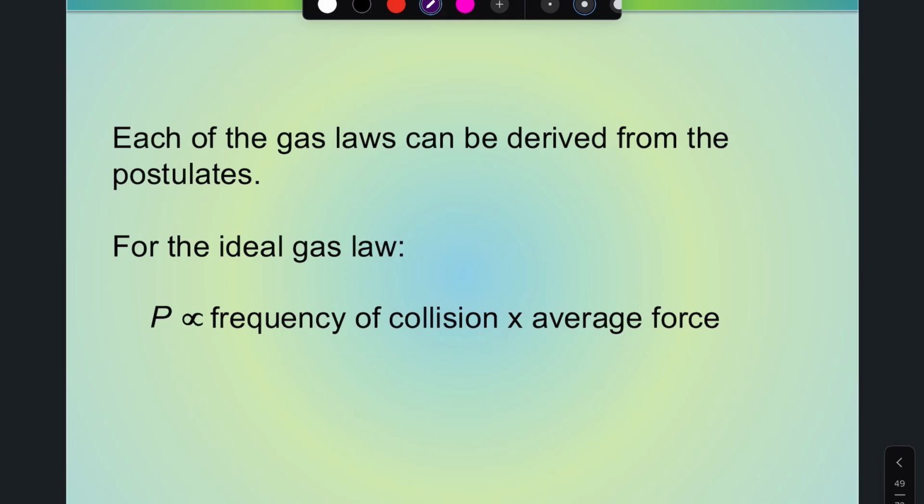And so we can derive each of the laws from those postulates. So for the ideal gas law, we can say that the pressure is proportional to the frequency of the collision times the average force of that collision. So this is what I was saying. If you have the surface, how often these molecules hit that surface and how hard they hit the surface, I'll make a real big arrow to show that, is going to be proportional to the pressure. So if they hit it harder and more often, then your pressure is going to go up.